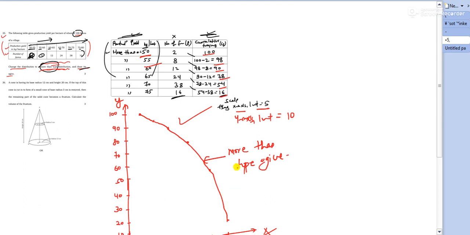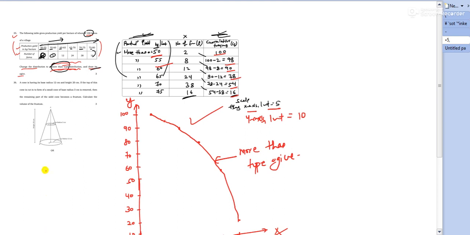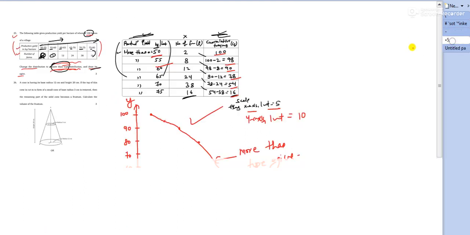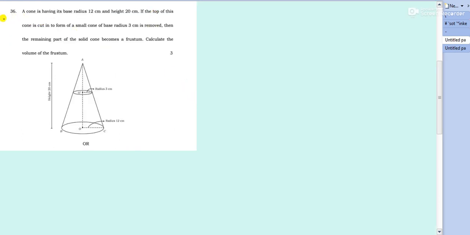Okay. Let us solve the last question, and also we have an OR question, and even that is very important. I will solve both of them. So let us start this question first. So what is the question?